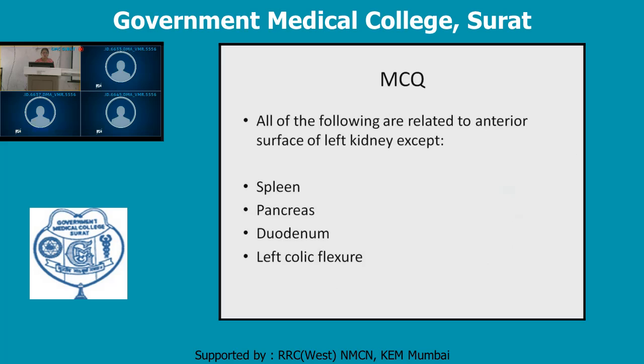So, you know the duodenum is nowhere related to left kidney, though the fourth part is related to renal vessels, but not the left kidney. So here the answer is duodenum. Duodenum is related to right kidney, but not related to left kidney.